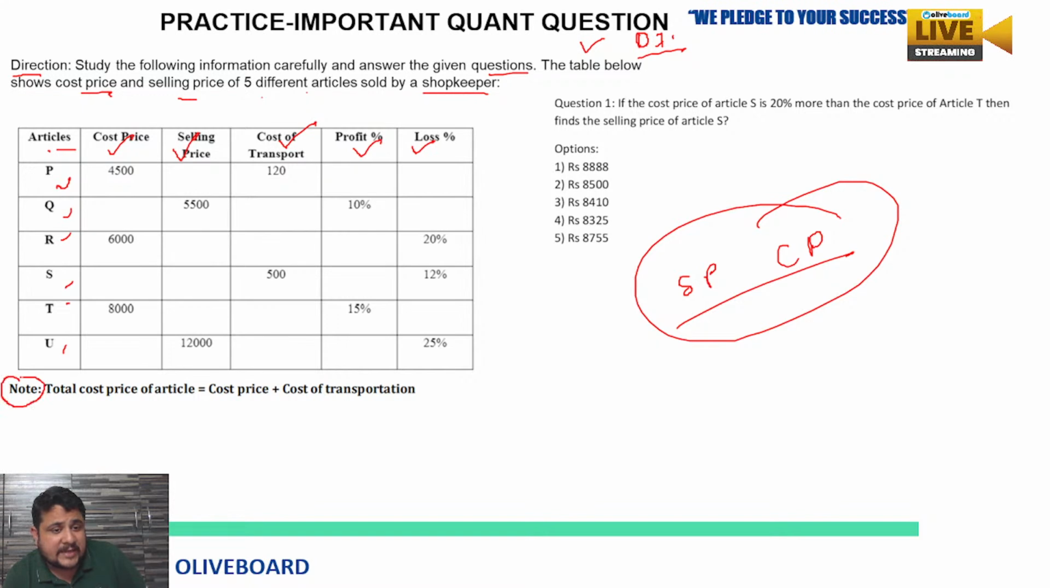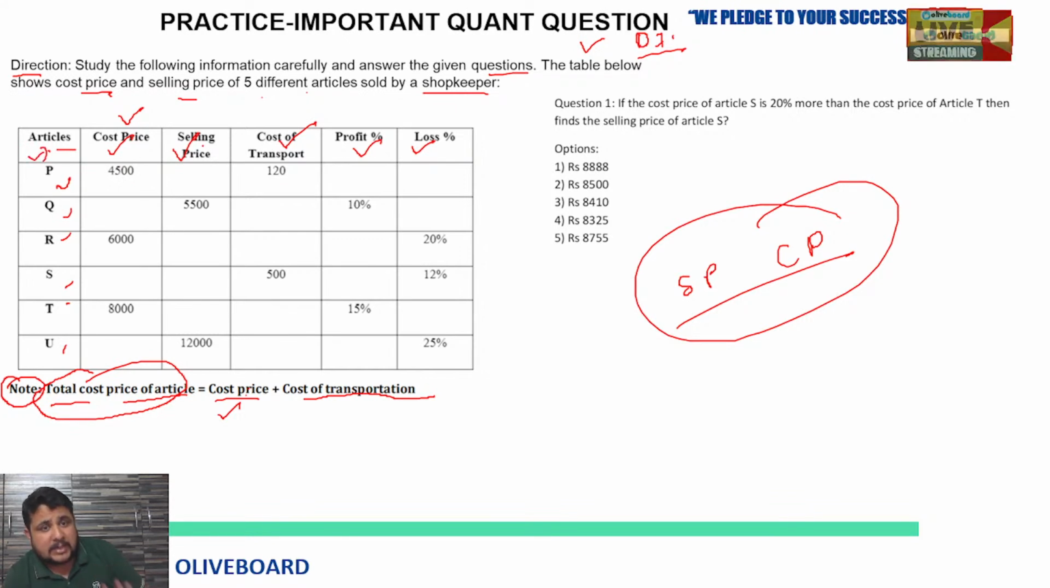One more thing is given, that is the note. Just focus here. Total cost price of article equals cost price plus cost of transportation. Are you getting my point now, everyone? Total cost price of article equals cost price plus cost of transportation. So this cost price plus cost of transportation is going to be the actual total cost price. Here the cost price is given, that is fine. That is the cost, right? At what price you purchase the article.